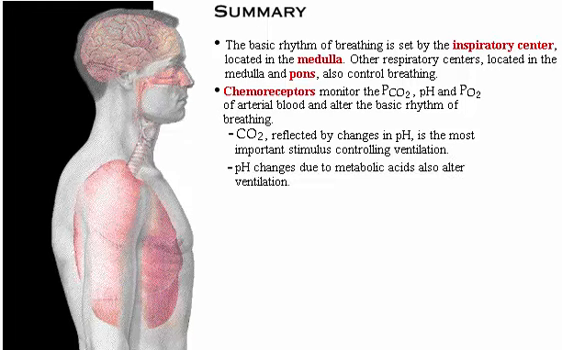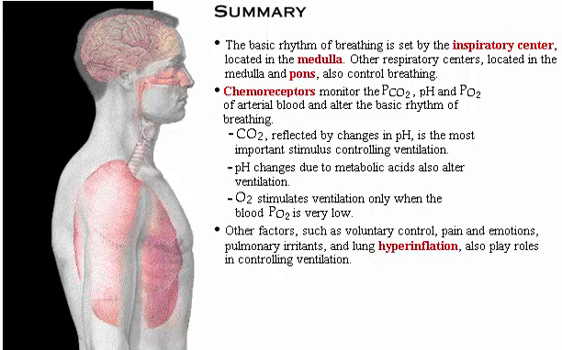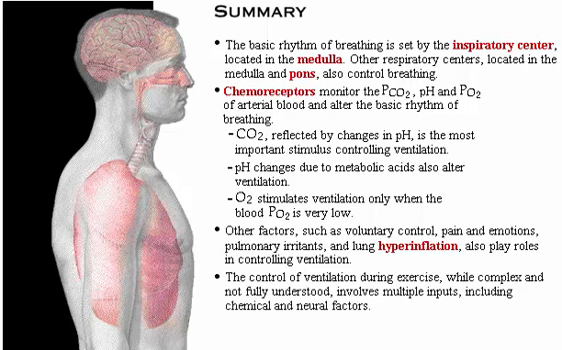pH changes due to metabolic acids also alter ventilation. Oxygen stimulates ventilation only when the blood PO2 is very low. Other factors, such as voluntary control, pain and emotions, pulmonary irritants, and lung hyperinflation, also play roles in controlling ventilation. The control of ventilation during exercise, while complex and not fully understood, involves multiple inputs including chemical and neural factors.